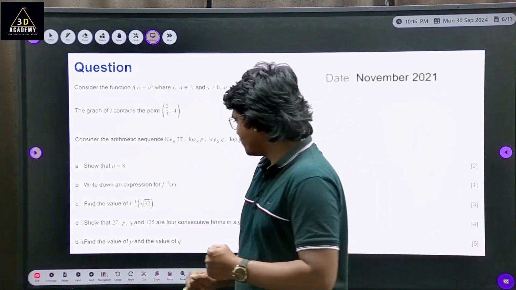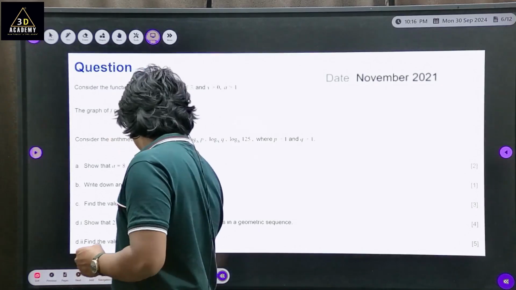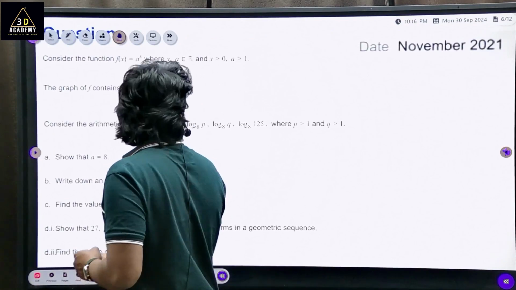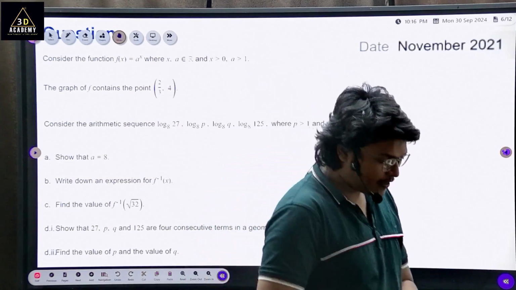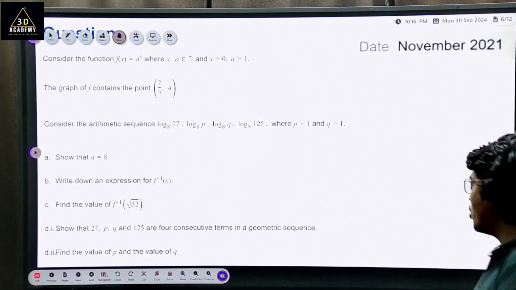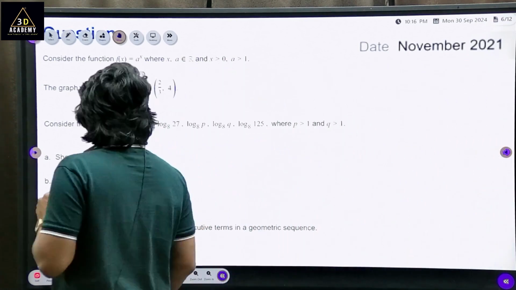Yeah, I hope it is visible. Yeah, now it will be. So just read it for 1 minute, try to understand the question, and then we will solve. Okay, now let's solve this question.